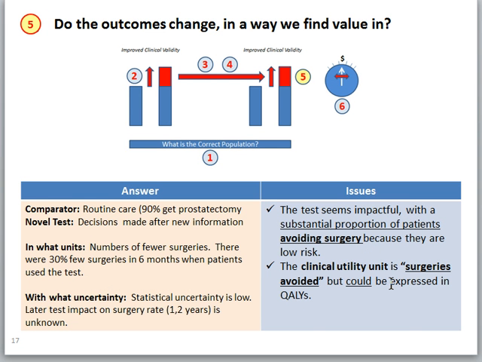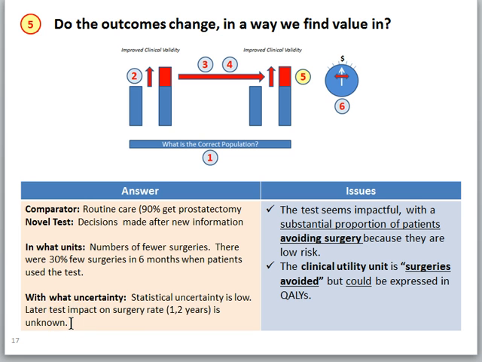Do the outcomes change in a way we find value in? Well, in routine care, 90% of patients will say get a prostatectomy. With the novel test, we have 30 or 40% fewer surgeries over a period of months. With what uncertainty? The statistical uncertainty is low. The 30% is plus or minus 5%.